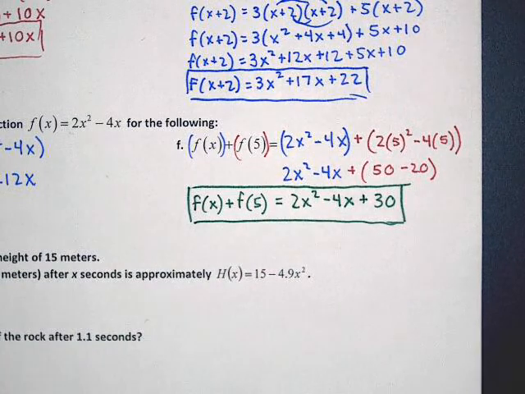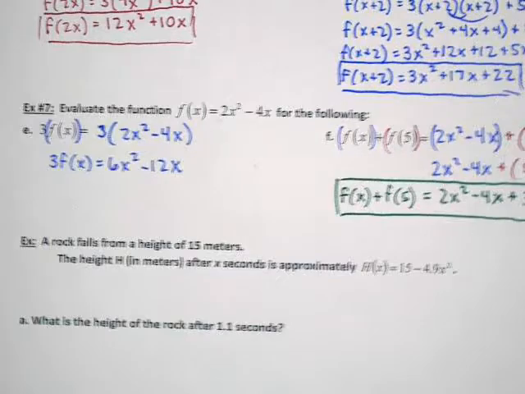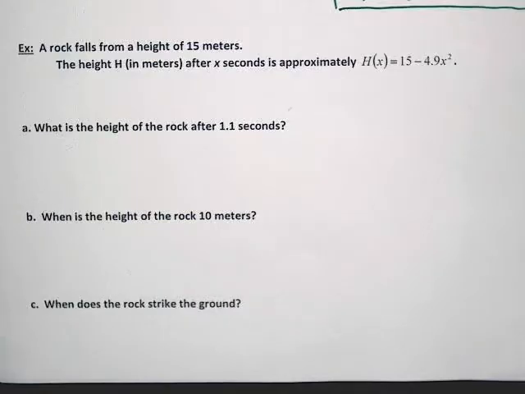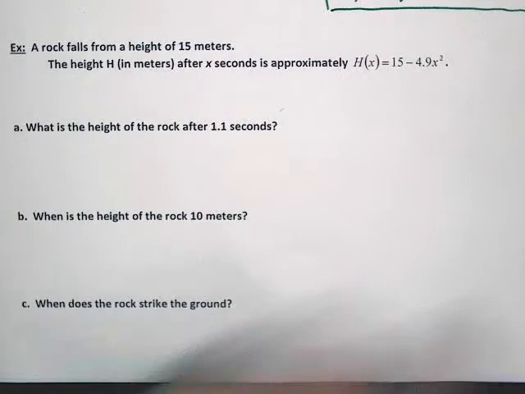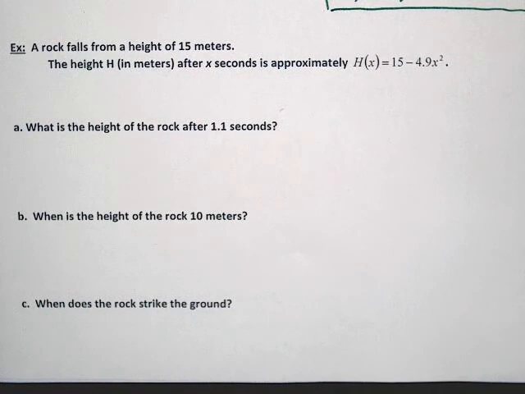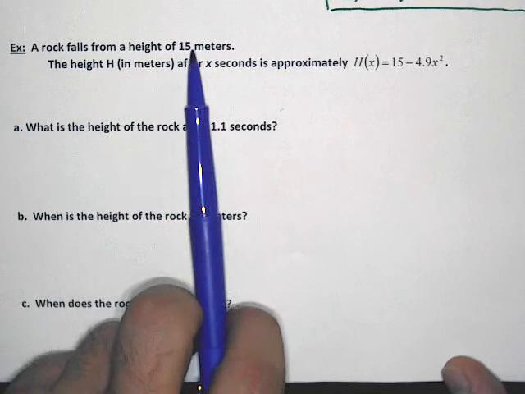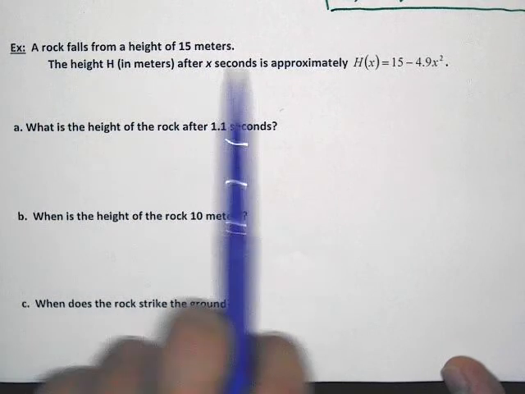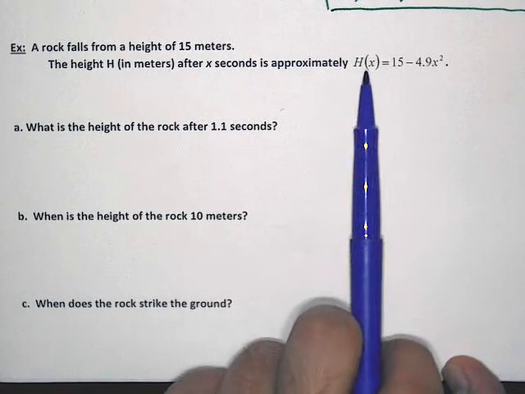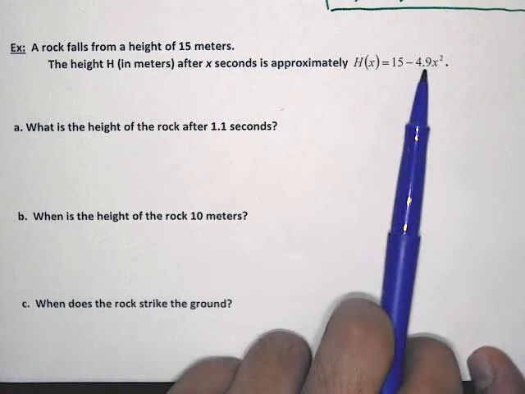Okay, we're getting there. We're moving right along. This next example is a nice example where we're starting to use some real-world situations, and we're going to use our algebra to solve. And again, this is all helping us get more comfortable using functions and function notation. So what do we see here? We have a rock that falls from a height of 15 meters. The height h in meters after x seconds is approximately h of x equals 15 minus 4.9x squared.